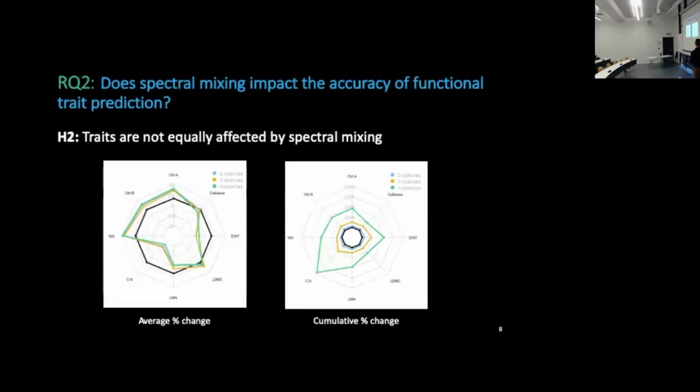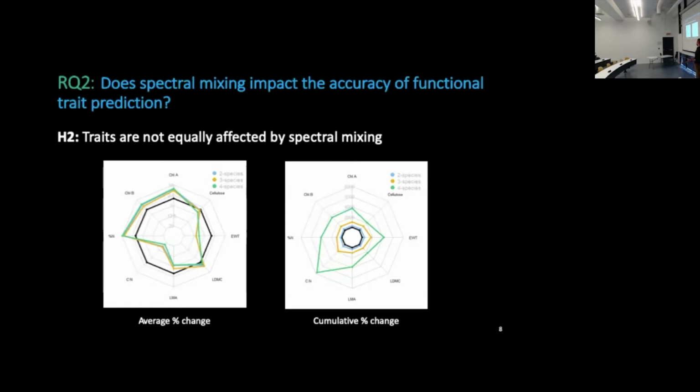These two graphs sort of depict what we were talking about before, where if you had multiple species that had a very different trait value, you would end up getting an average. And so these graphs refer to whether or not traits are affected equally. You can see even with the average percent change here, there are some that are negatively affected, the black line being no change, and some that go above. But in general, the amount that they change between 2, 3, and 4 species is not that different.